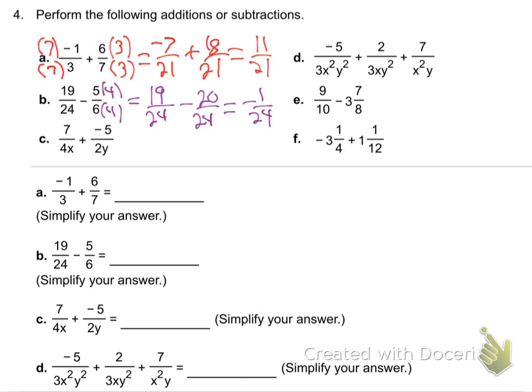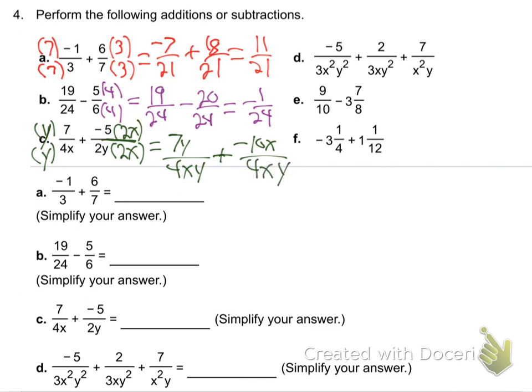Let's try the next one. This one, what's going to be the common denominator? 2 and 4, it's going to be 4, but I've got to multiply by the other letter also. 2x here and here, top and bottom by y. So then we'll get 7y over 4xy plus minus 10x over 4xy. See how that made both denominators the same? 4xy made both denominators the same.